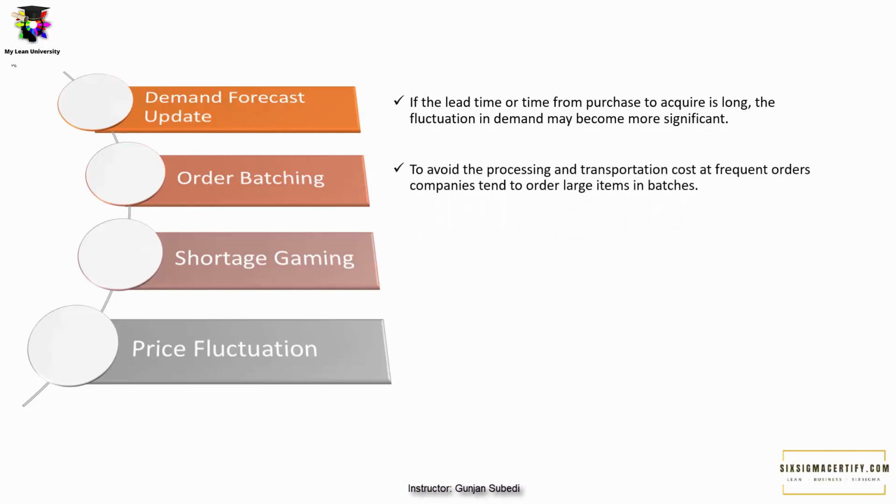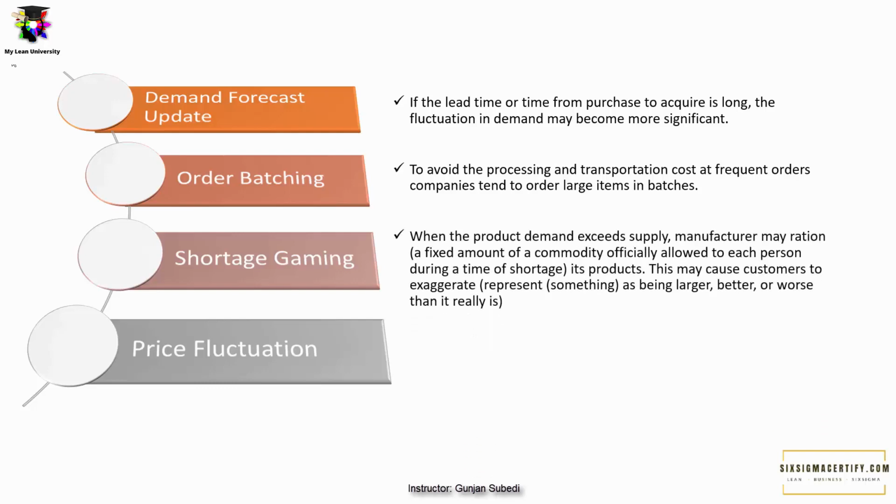To avoid the processing and transformation cost of frequent orders, companies tend to order large items in batches. Suppliers in turn may face a dynamic range of orders which may cause bullwhip effect over the entire supply chain. So when we order a large amount of items in batches, this can also cause the bullwhip effect. Third is the shortage gaming.